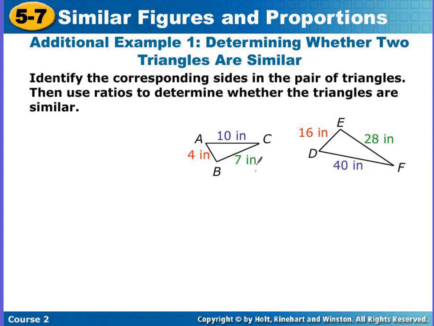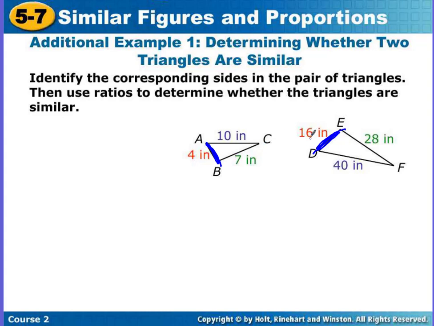So what we're looking for is, can I take each of these measures of this triangle, triangle ABC, multiply them by one number, the same number, and get triangle DEF, get the measures of that triangle. So if we look at side AB here, what part corresponds to that in the other figure? Well, that's going to be DE. So is there a number that I can multiply 4 by to get 16? Yes. I can multiply 4 times 4 to get 16.